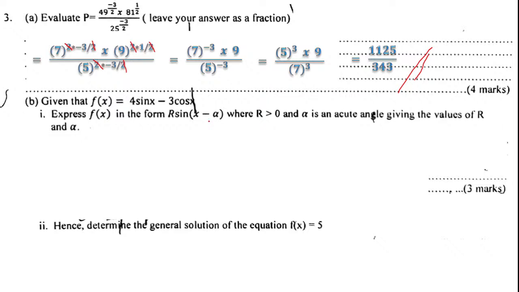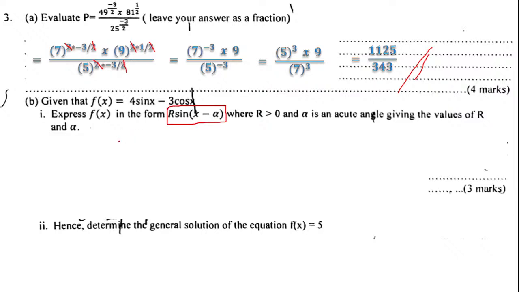Now the B part of this question. You are given the function f of x equals 4 sine x minus 3 cos x, and they want us to express f of x in the form r sine x minus alpha, where r is greater than 0 and alpha is an acute angle. I'm giving the values of r and alpha. So we'll start by looking at this r sine x minus alpha.